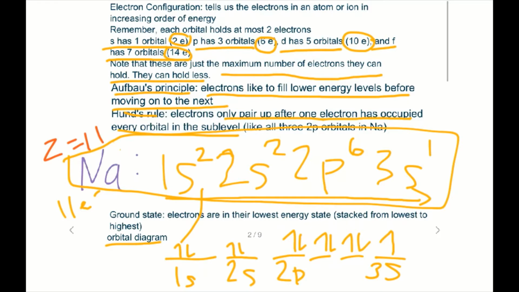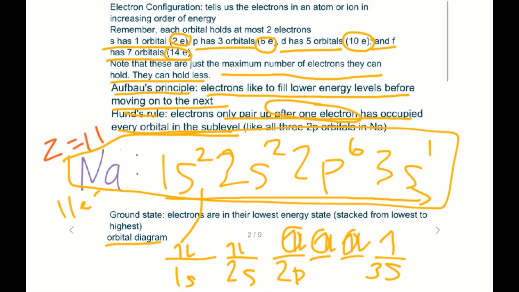So Hund's rule states that electrons only pair up after 1 electron has occupied every orbital in the sublevel. So for example, in the 2p sublevel, I had to make sure that each orbital had at least 1 electron before I started pairing them up. And you saw me do that because I did the up arrows first and then I went to the down arrows. So that's what Hund's rule is.